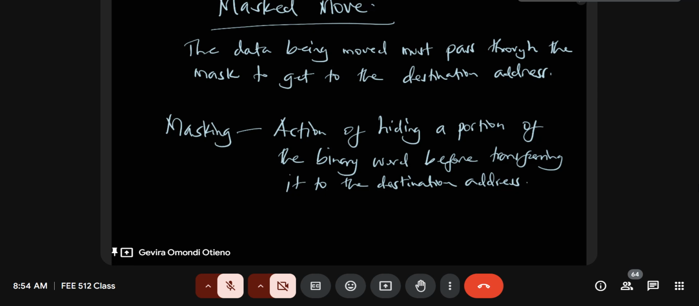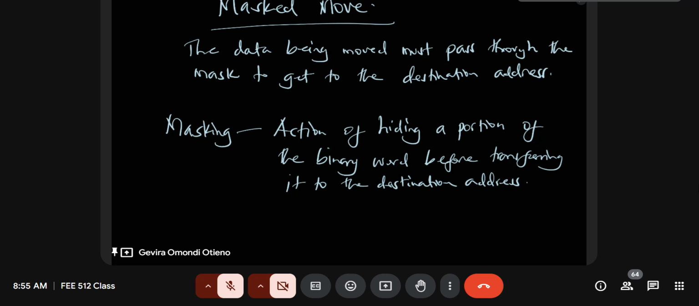So the work of the mask is to filter out certain information before it reaches the address. So move was taking the entire portion of the source information and duplicating that in the destination address. But for mask, that information needs to be filtered first before it is allowed to get to the destination.